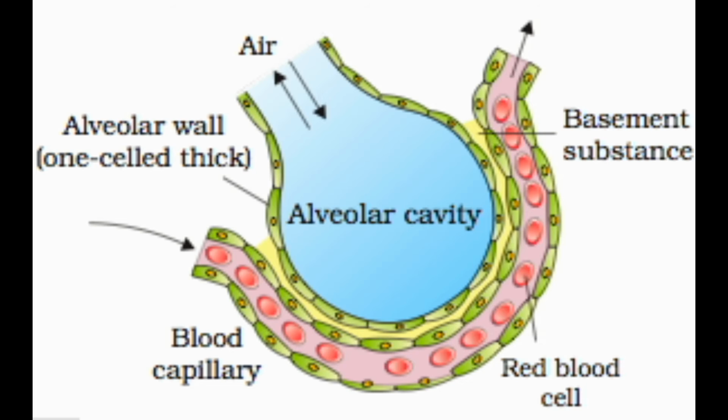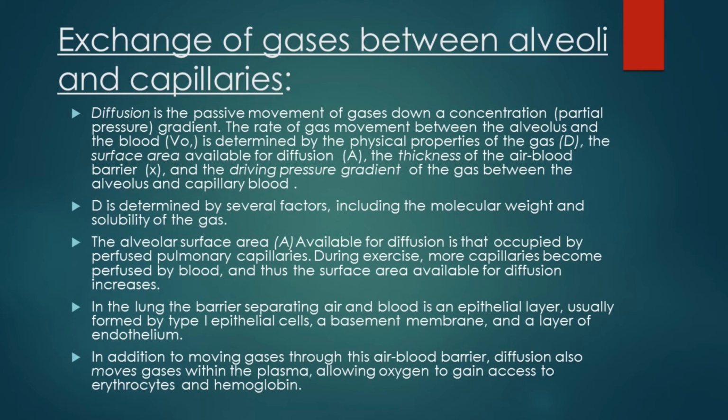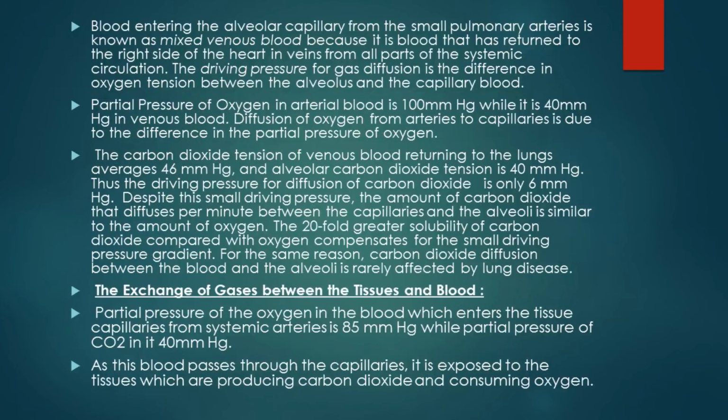The gases contained in the alveoli diffuse into the capillary blood, and those contained in the capillary blood diffuse to the alveoli. In addition to moving gases through the air-blood barrier, diffusion also moves gases within the plasma, and this allows oxygen to gain access to the erythrocytes and hemoglobin. So diffusion within the blood plasma provides erythrocytes and hemoglobin with oxygen.